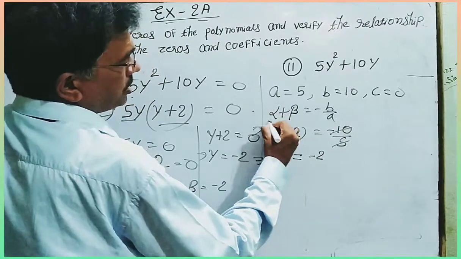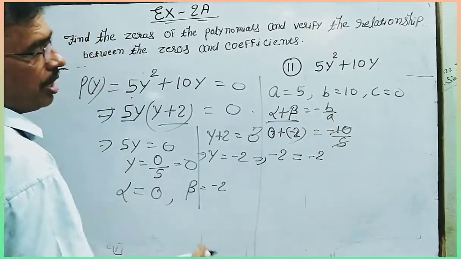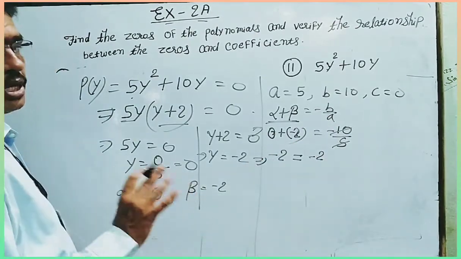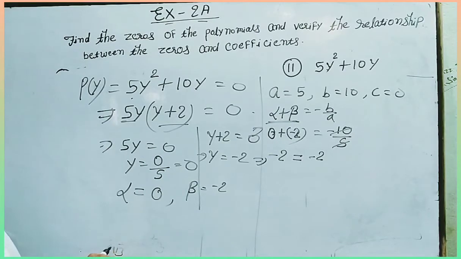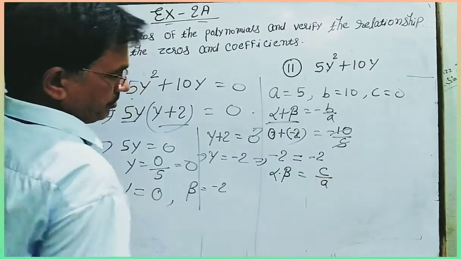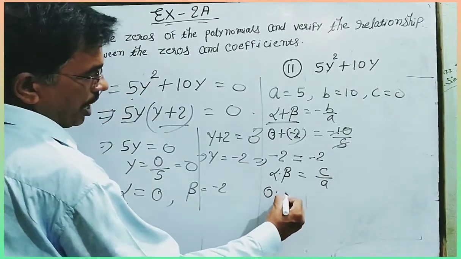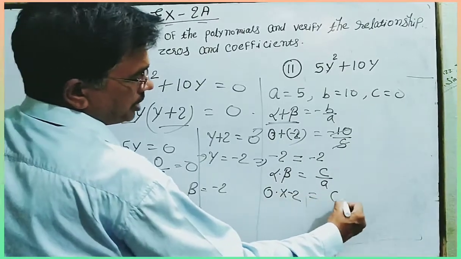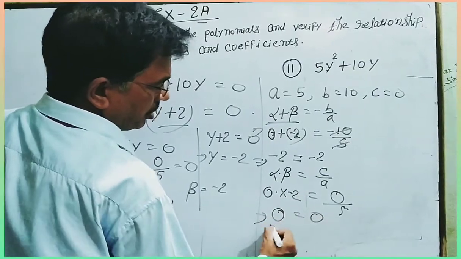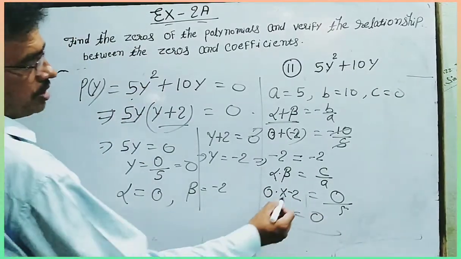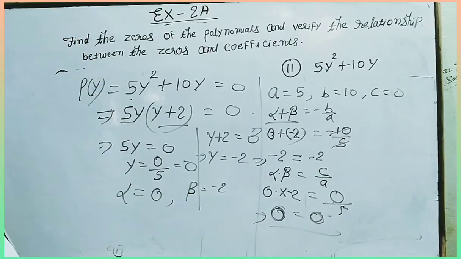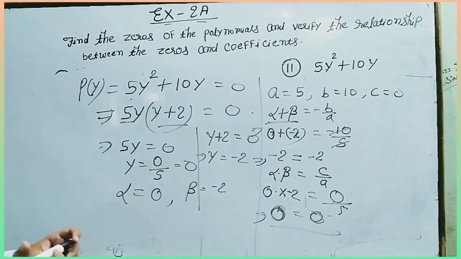That means the sum of the zeros is always equal to minus b by a, and both are minus 2. So it satisfies the relation between the zeros and the coefficients. Next relation is alpha into beta is c by a. So alpha is 0 and beta is minus 2, c is 0 and a is 5. Then 0 is equal to 0. So alpha into beta is equal to c by a. It is 0 and it is also 0. So this satisfies the relationship between the zeros and coefficients.